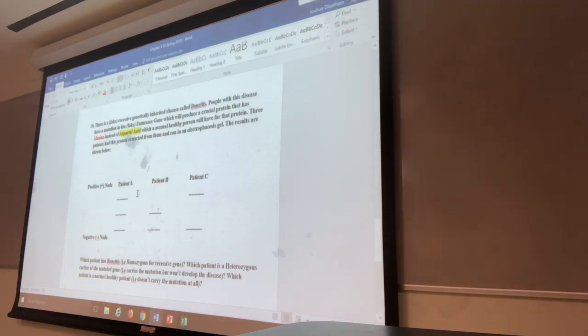Then you'd be given a gel with patient A, patient B, patient C. And then they'll ask which patient has the disease. One of three possible questions, I should say. Which patient has the disease? Which patient is normal and healthy? And the third possible option is which patient is a carrier of the gene.